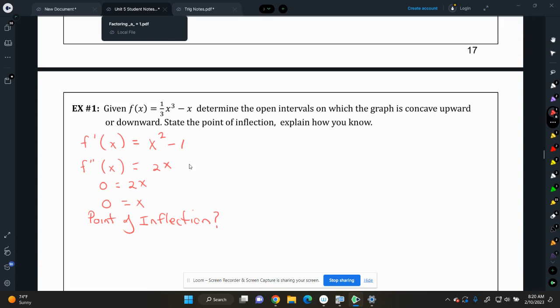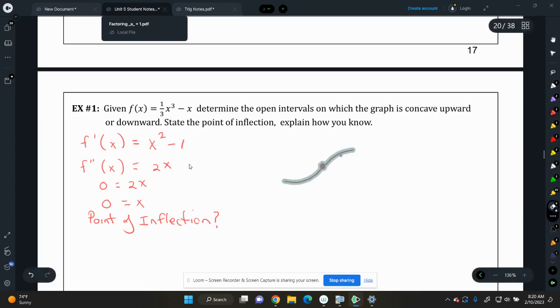Isn't it just like the turning? Right, it's where, well, it's not the turning point. A point of inflection is where it changes concavity. So like this would be a point of inflection. A point of inflection is where it changes concavity. Okay.